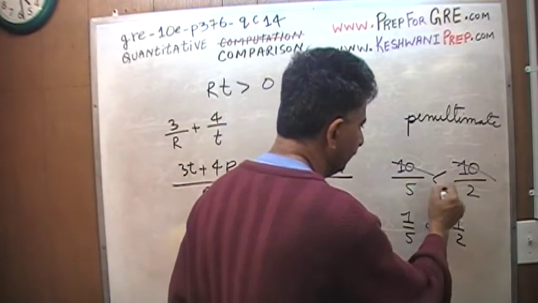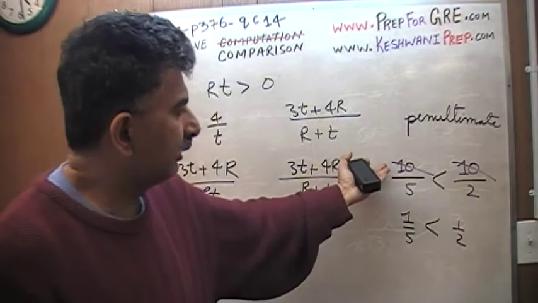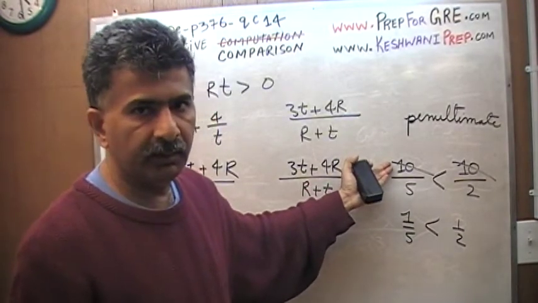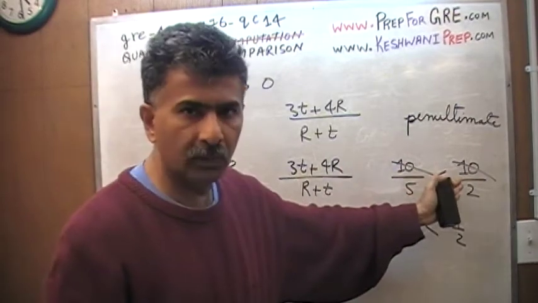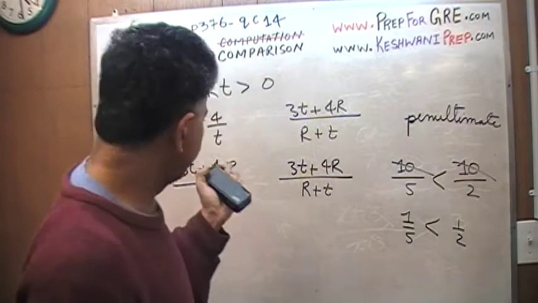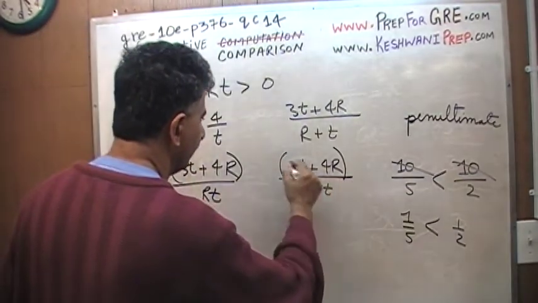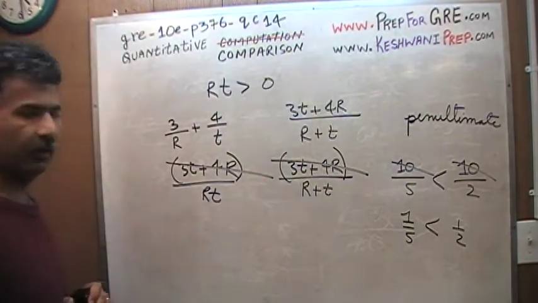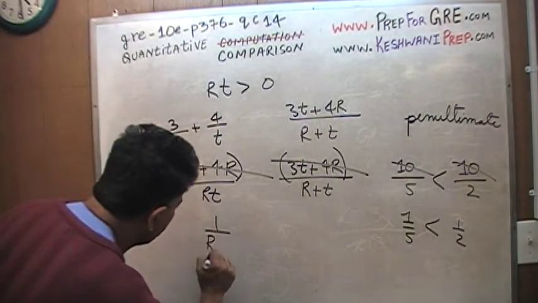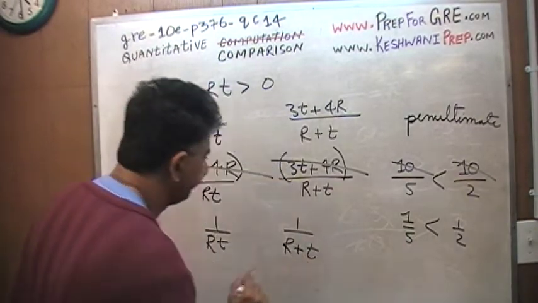10 over 5 was 2. And what is it that allows us to do that? Because if you were to divide this quantity by 10, this 10 drops out. And if I divide this quantity by 10 in this column, then I have to divide the quantity in this column by 10. And I end up with 1 over 5 versus 1 over 2. That's exactly what this is here. This numerator is the same as this numerator, so we can drop it, cancel it. It plays no role. And what we are left with is 1 over RT versus 1 over R plus T.